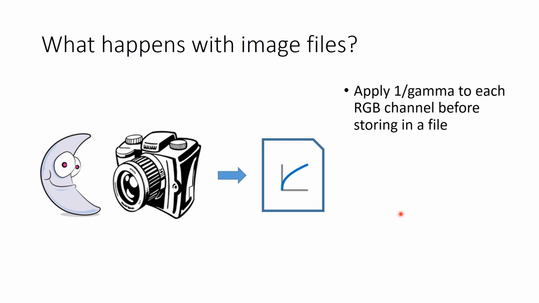So what happens with image files? Why are they displayed properly in the monitor? Suppose you have your camera and suppose you take a picture of the moon, then the RGB channels are not stored directly in the image file, its value, but instead a gamma, 1 divided gamma, is applied to each RGB channel before storing in the file. So your result are RGB colors gamma corrected.